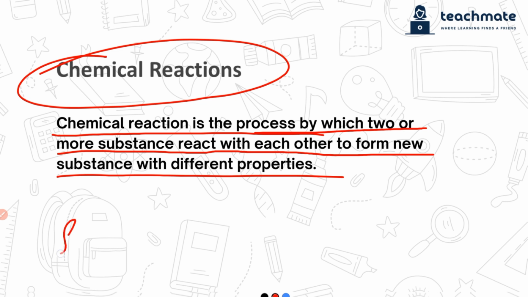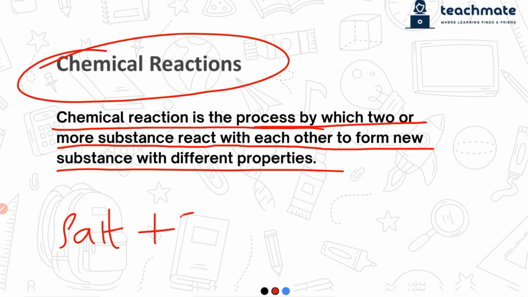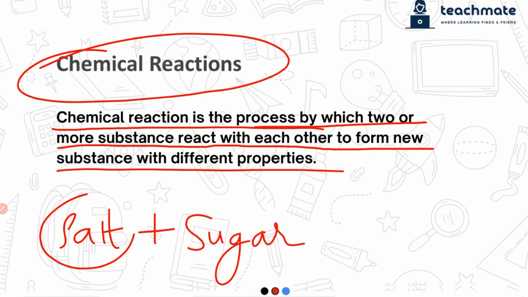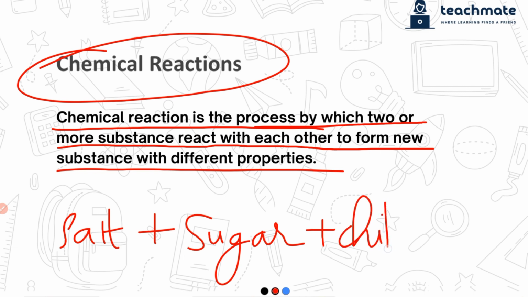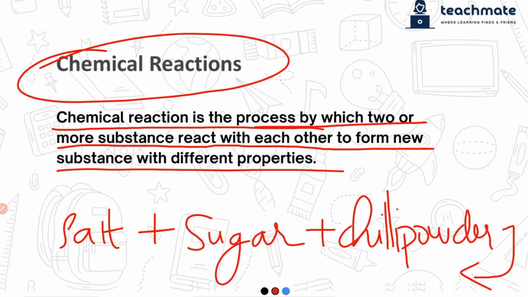For example, salt and sugar. When you mix salt and sugar, salt will be having a different property, sugar will be having a different property. And if you mix with some chili powder, what will happen? This is just a real world example, okay? This is not actually a chemical reaction. I'm just explaining it to understand better.